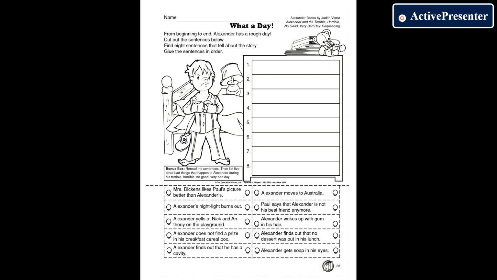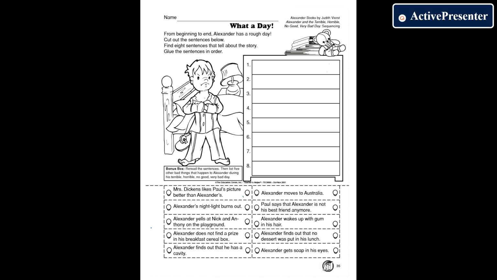We have: Mrs. Dickens likes Paul's picture better than Alexander's. Alexander's night light burns out. Alexander yells at Nick and Anthony on the playground. Alexander does not find a prize in his breakfast cereal box. Alexander finds out that he has a cavity. Alexander moves to Australia. Paul says that Alexander is not his best friend anymore. Alexander wakes up with gum in his hair. Alexander finds out that no dessert was put in his lunch. Alexander gets soap in his eyes.